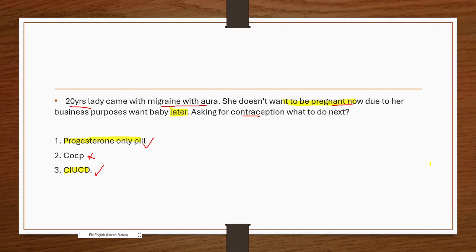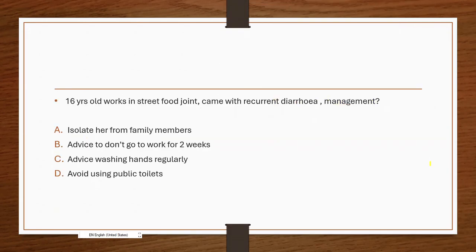Okay. Next one. 16 years old, works in a street joint food, came with recurrent diarrhea. What is the management? 1, isolate her from family members. 2, advise don't go to work for 2 weeks. 3, advise washing hands regularly. Avoid using public toilets.